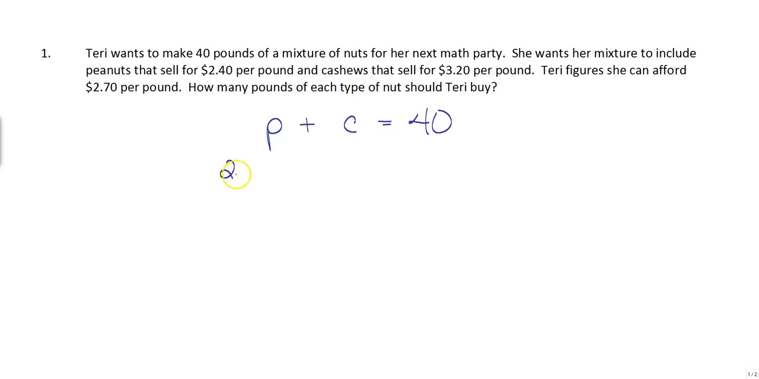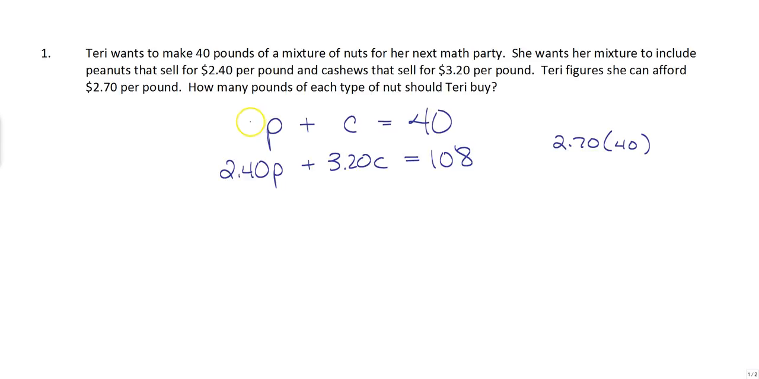Peanuts are $2.40 per pound of peanuts and $3.20 per pound of cashews. And that's equal to not $2.70, but $2.70 for the 40 total pounds of nuts, which is going to be a total cost of $108. So Terry must really like cashews and peanuts if she's going to go spend $108. But if that's what she wants to do, let's go figure out how many pounds of each she needs.